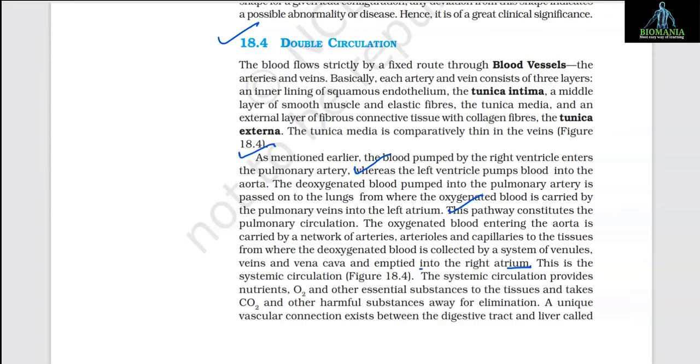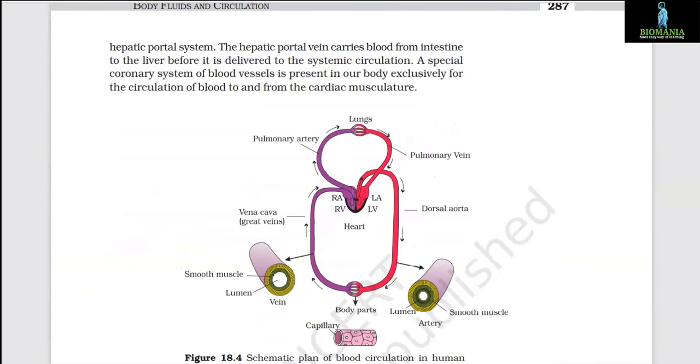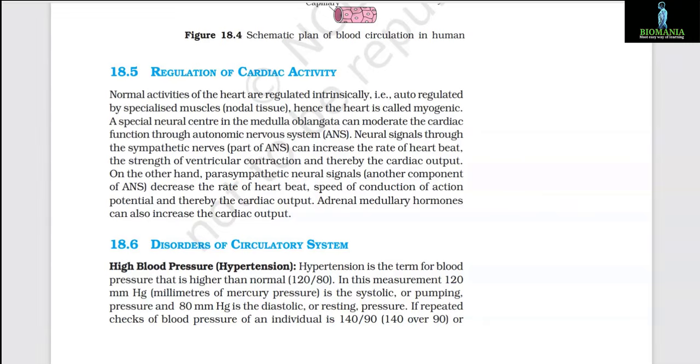A unique vascular connection exists between the digestive tract and liver called the hepatic portal system. The hepatic portal vein carries blood from the intestine to the liver before it is delivered to the systemic circulation. A special coronary system of blood vessels is present in our body exclusively for the circulation of blood to and from the cardiac musculature.